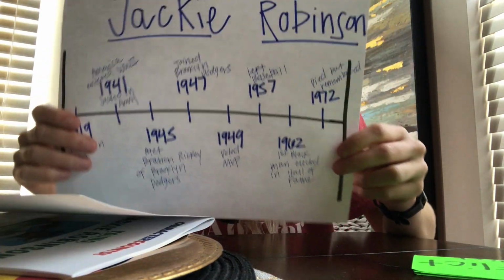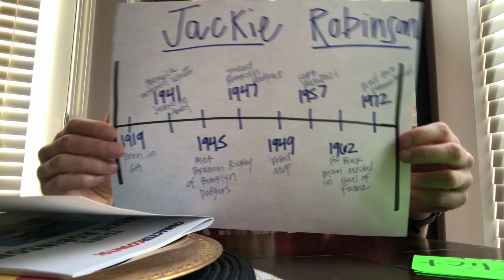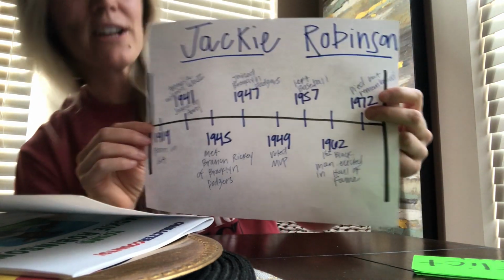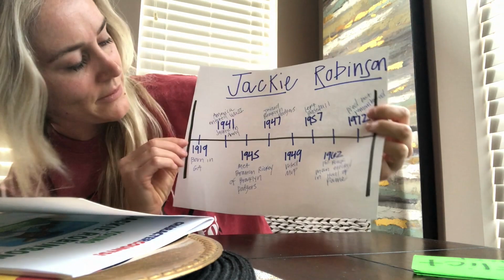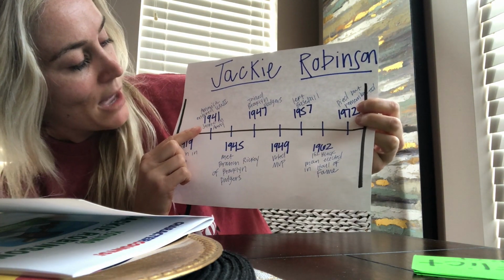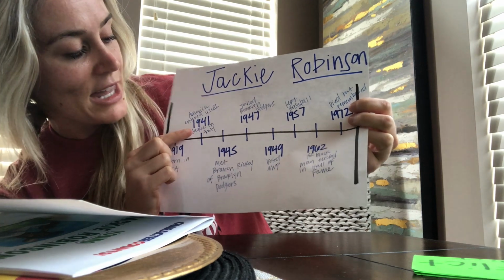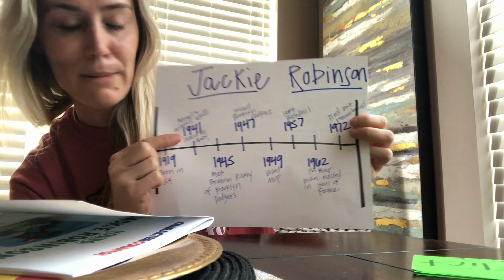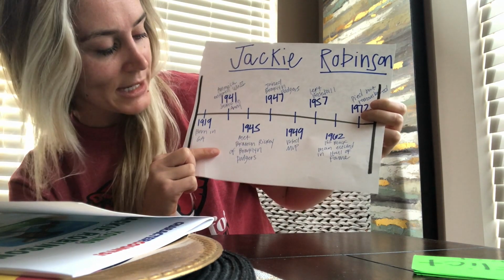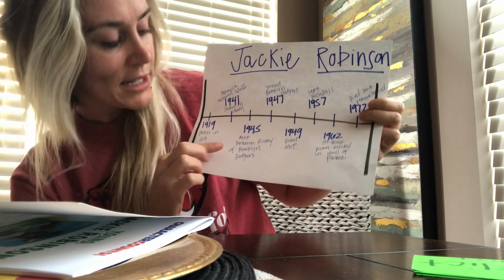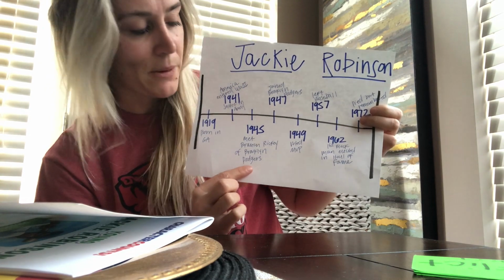I also made a little timeline, kind of hard to see, kind of small right here. Just for reference, 1919, where he was born in Georgia, just like us. 1941, America entered World War II, and Jackie was in the Army. Remember, that's when he was training people. He hurt his ankle. 1945, met Branch Rickey of the Brooklyn Dodgers. He started playing for the minor leagues at this point.